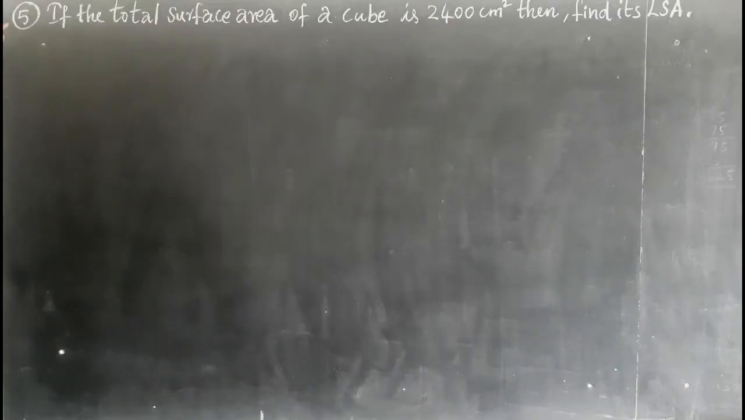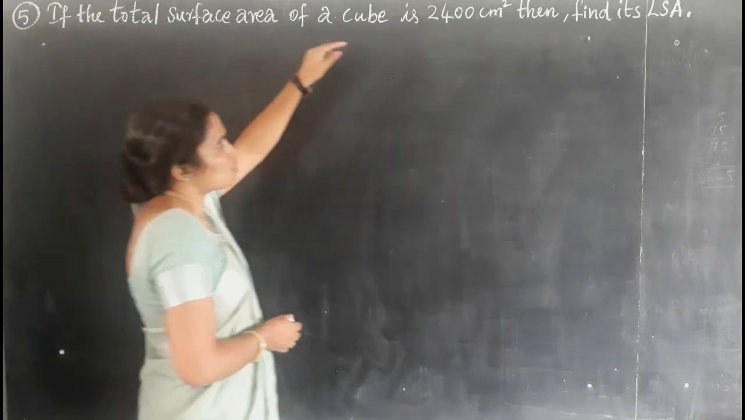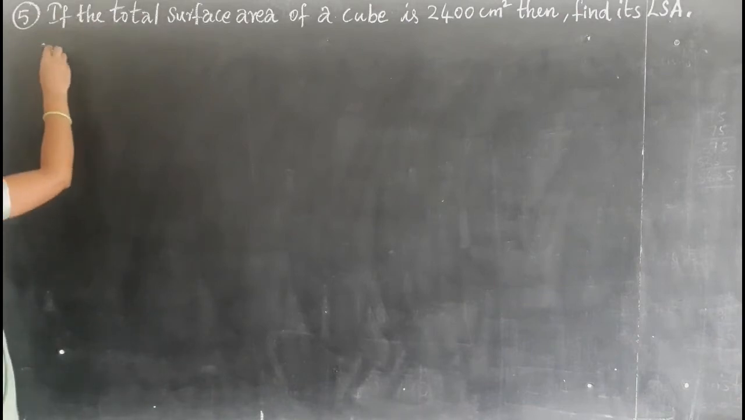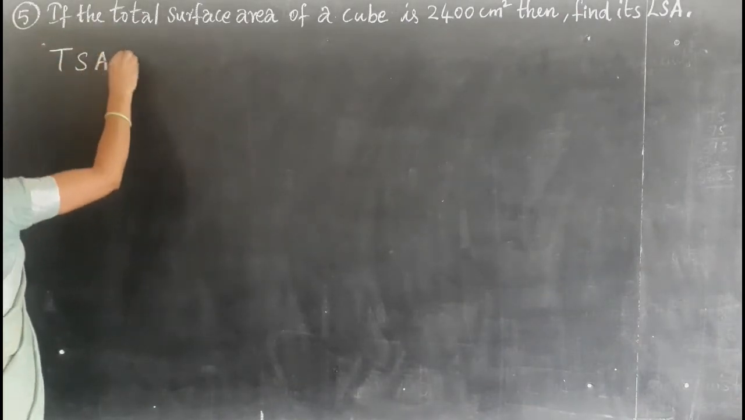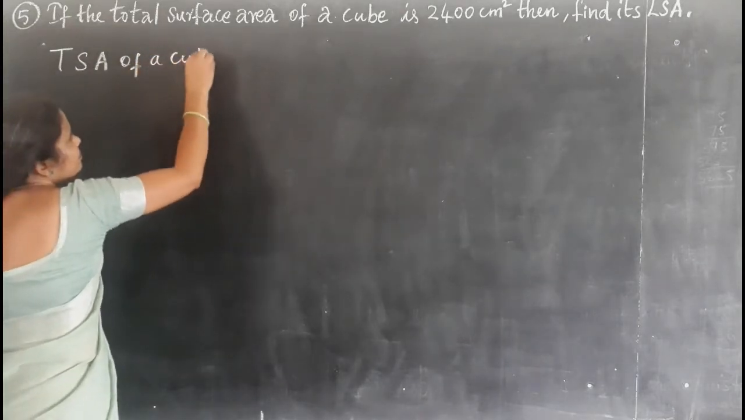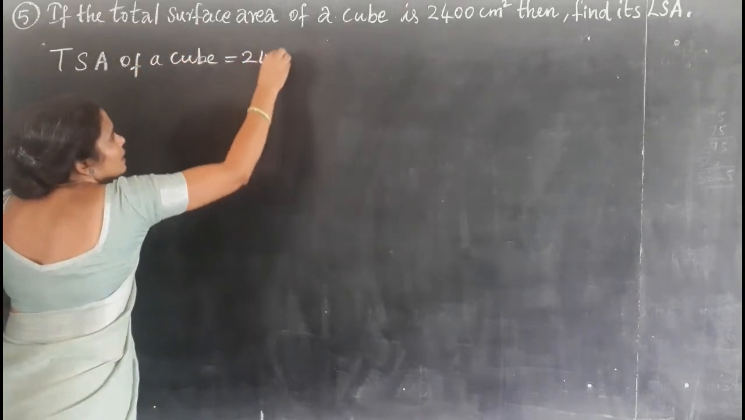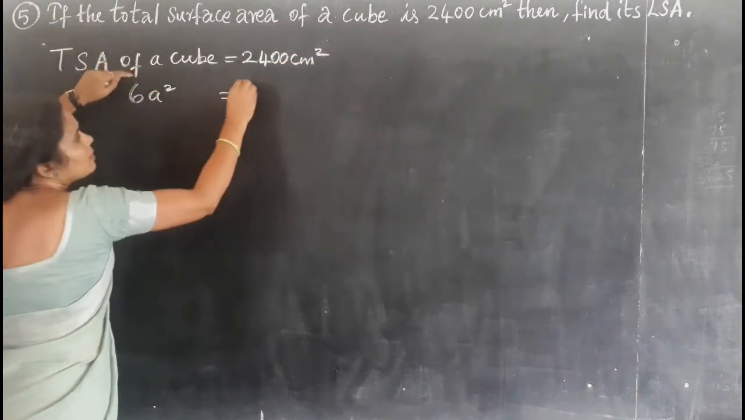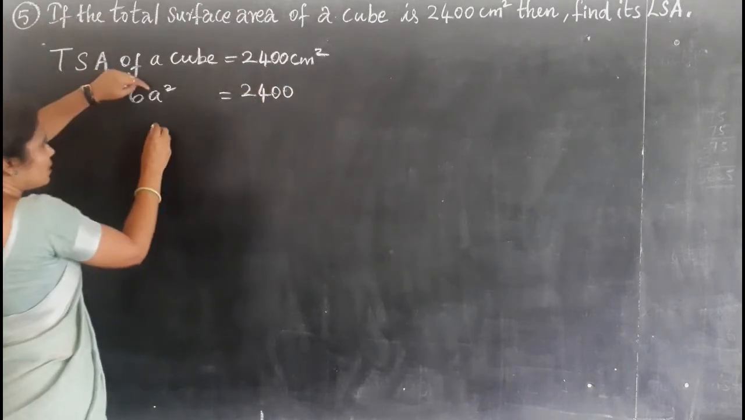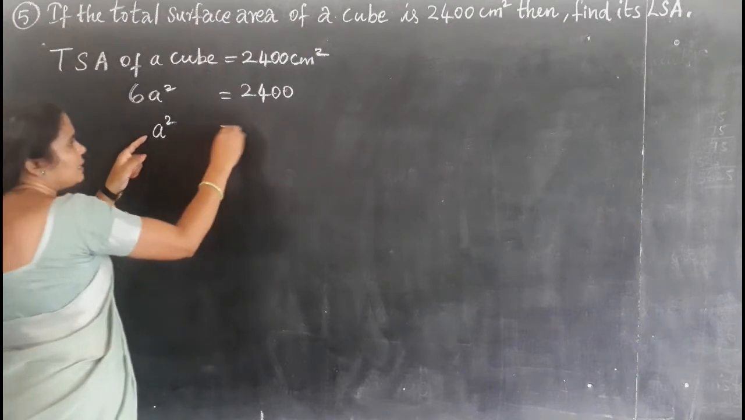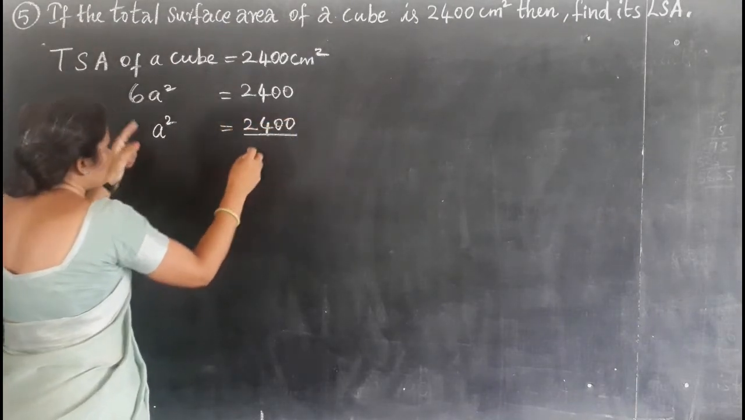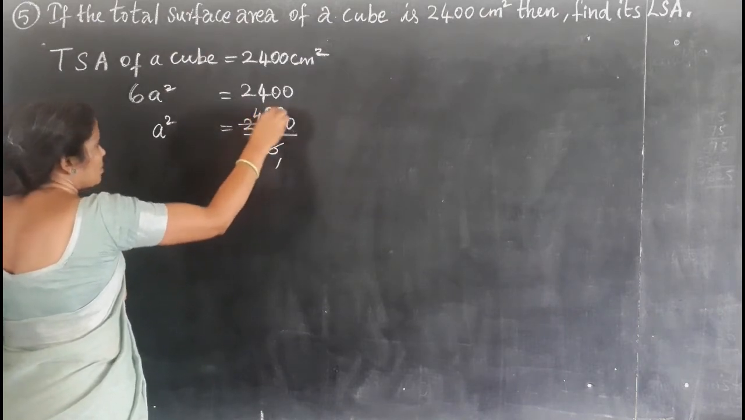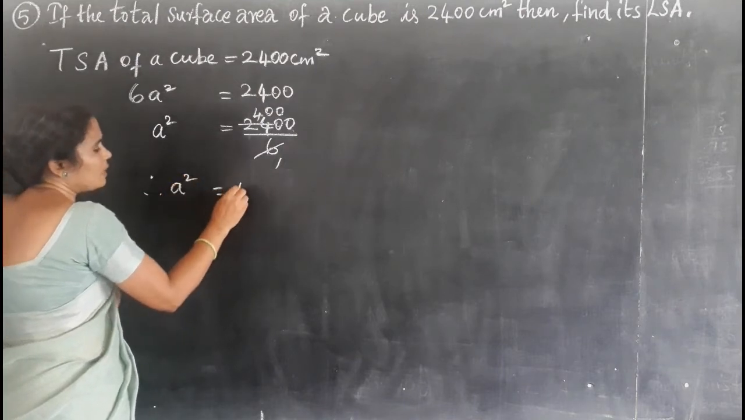Okay. Question number 5. If the total surface area of a cube is 2,400 centimeter square, then find its LSA. So TSA of a cube is given. TSA of a cube is equal to 2,400 centimeter square. So TSA of a cube is 6a square is equal to 2,400. Now keep a square on the left side. 6 goes for division. So 6 ones are 6, 4s are 24 and 2 zeros. So therefore a square is equal to 400.